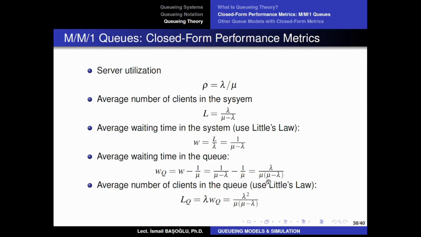Now let me repeat once again. These formulations can only be used for MM1 queues, okay? Where we have exponential interarrival times and independent exponential service times, and we only have a single server. In other types of queues, these formulas are not valid. Do not use these formulations for other types of queues.